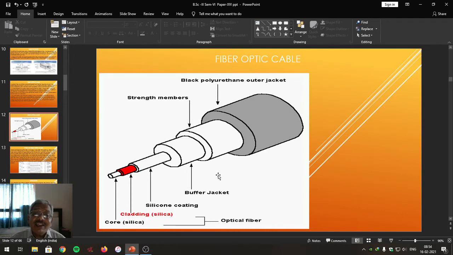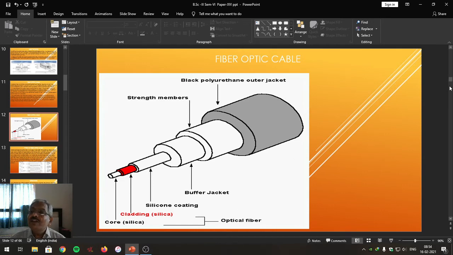But actually light is traveling within the core only. But remember, core and cladding play a very vital role to produce the total internal reflection for the light radiation within the core. The rest of the aspects are used to protect the small hair-like fiber and to give more strength to that particular fiber. So this is what we can call the construction of the optical fiber.